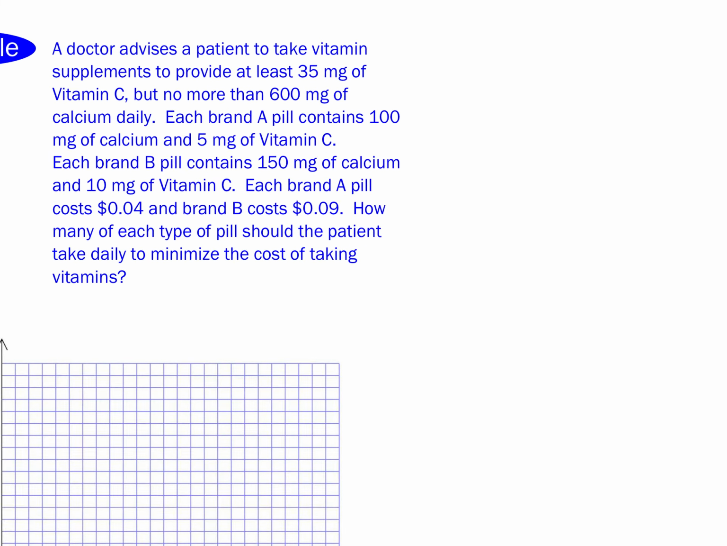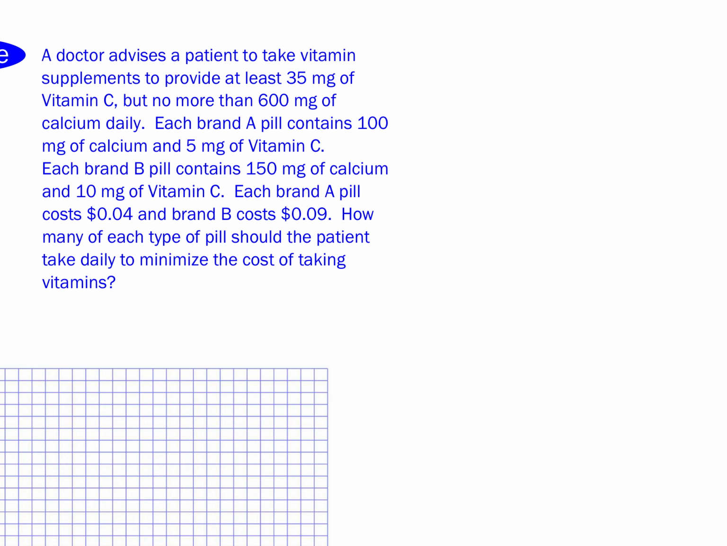All right, next example. A doctor advises a patient to take vitamin supplements to provide at least 35 milligrams of vitamin C, but no more than 600 milligrams of calcium daily. So we're looking at multivitamins here. Each brand A pill contains 100 milligrams of calcium and 5 milligrams of vitamin C. Each brand B pill contains 150 milligrams of calcium and 10 milligrams of vitamin C. Each brand A pill costs 4 cents and each brand B pill costs 9 cents. How many of each type of pill should the patient take daily to minimize the cost of taking vitamins?